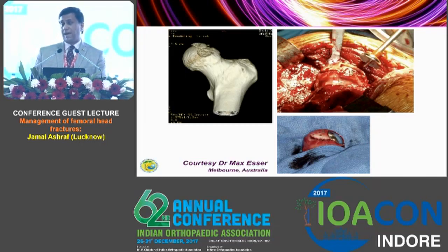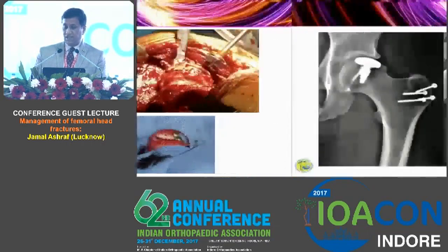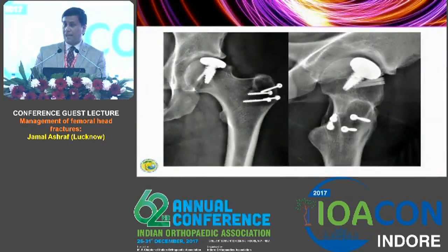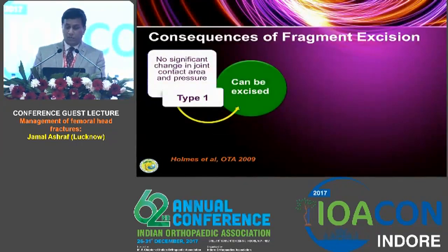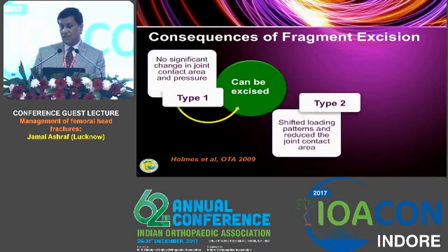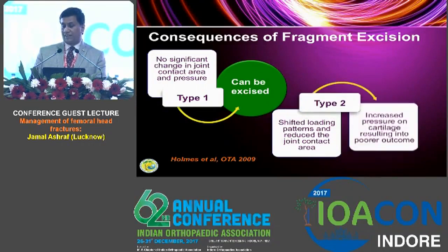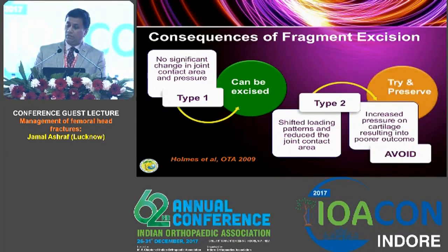This hemicap comes in all shapes and sizes. So the application of a hemicap along with fixation of the femoral head is done after a posterior approach with a trochanteric flip osteotomy. So what are the consequences? No significant change in type 1, so they can be excised. But in type 2, it shifts the load-bearing patterns, reduces the joint contact area, and increases the pressure on the cartilage, so avoid excision of these fragments and always try and preserve them.